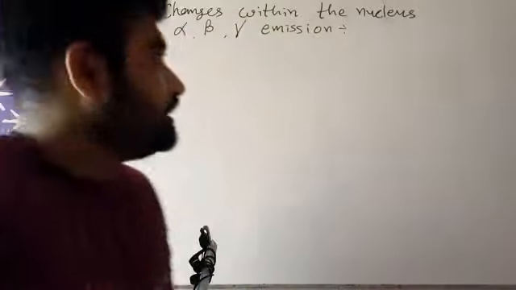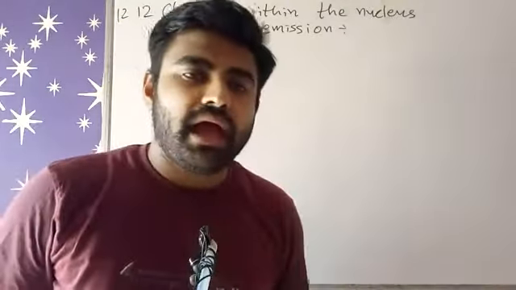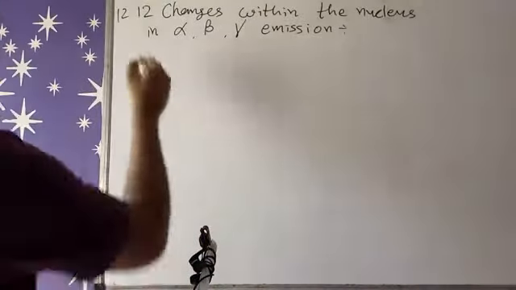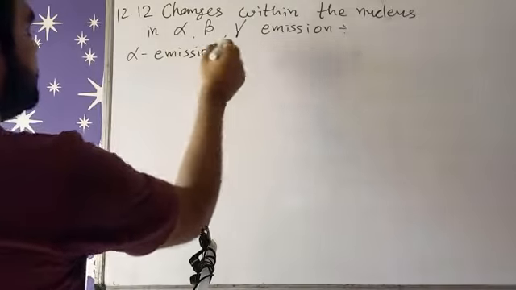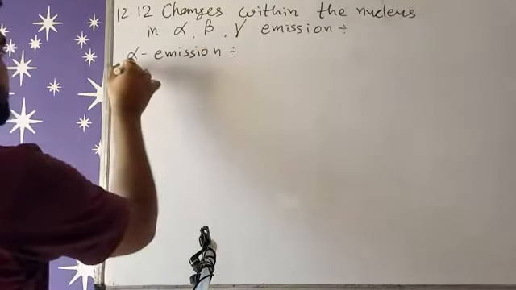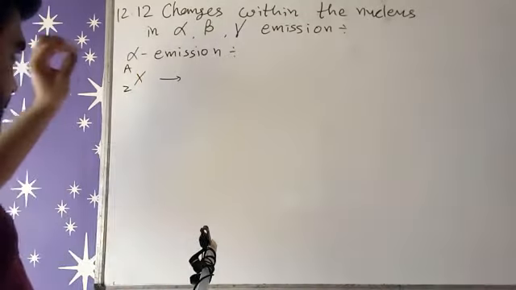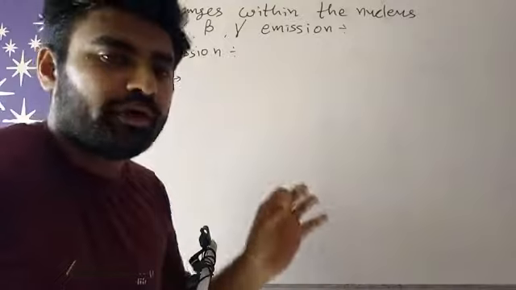Now, changes within the nucleus in alpha, beta and gamma emission. So first is alpha emission. In alpha emission, we have one equation. For example, we have Z X A. After emitting alpha, alpha emission means 2 helium 4 decays.